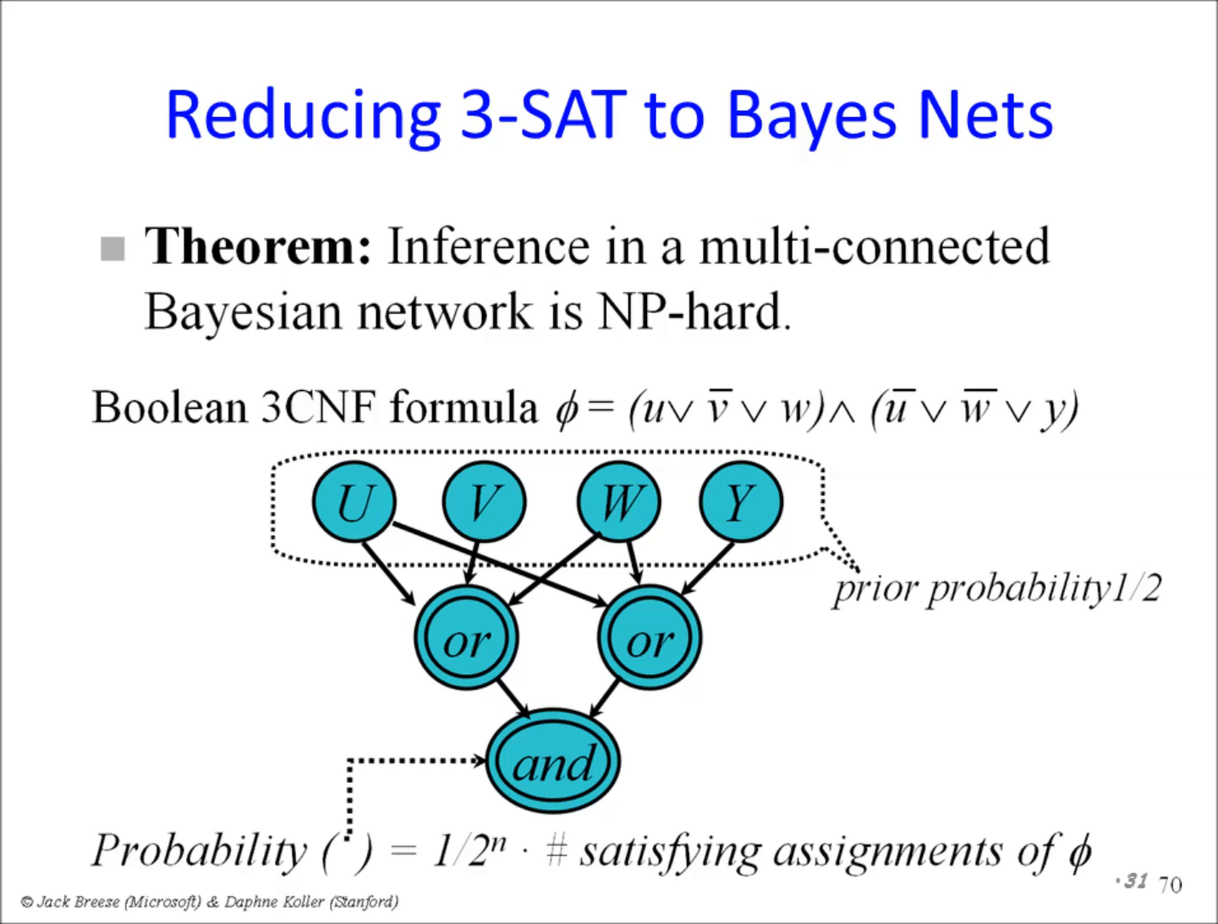Now, we assign a prior probability of half to each of these variables. So what are we saying? A priori, each variable can be true or false with equal probability. This node will be true when it's OR, and this will be AND. Now we ask the question: what is the probability that the AND node is equal to true? That's just the marginal probability, not conditional.